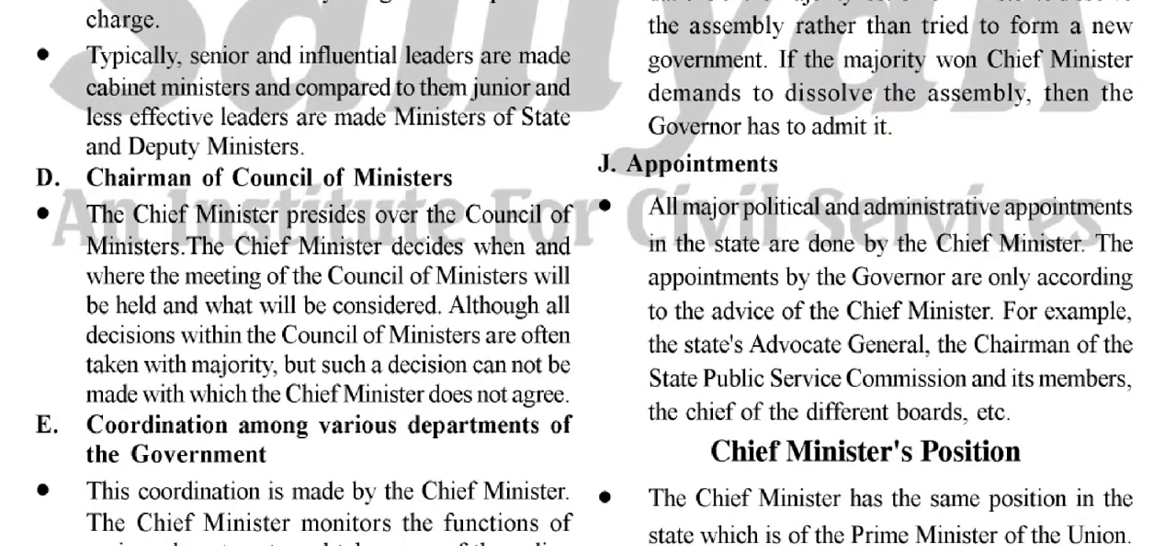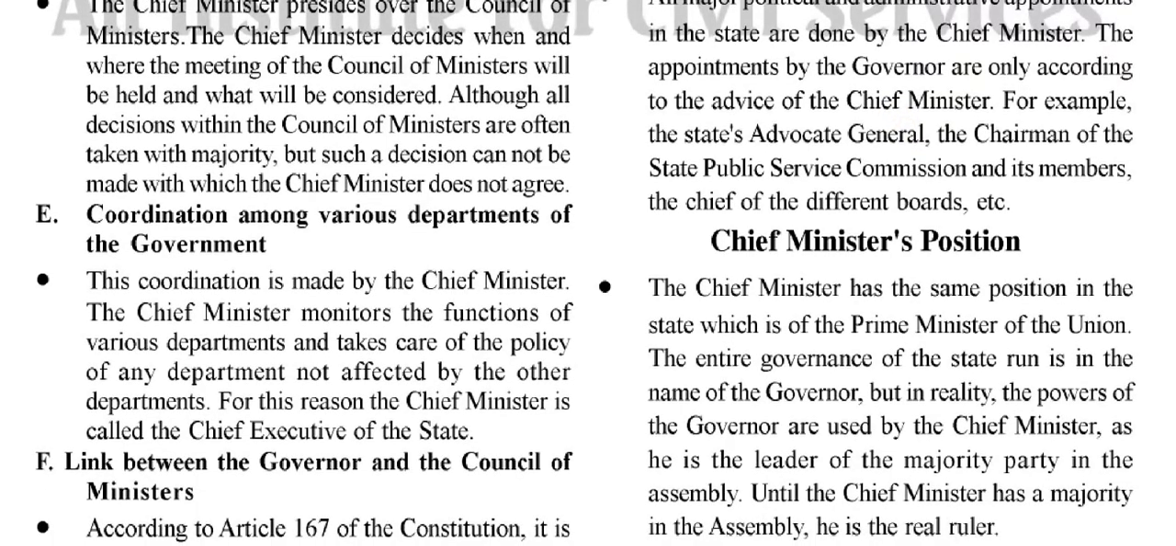The Chief Minister presides over the Council of Ministers. The Chief Minister decides when and where the meeting of the Council of Ministers will be held and what will be considered. Although all the decisions within the Council of Ministers are often taken by majority, a decision cannot be made with which the Chief Minister does not agree.